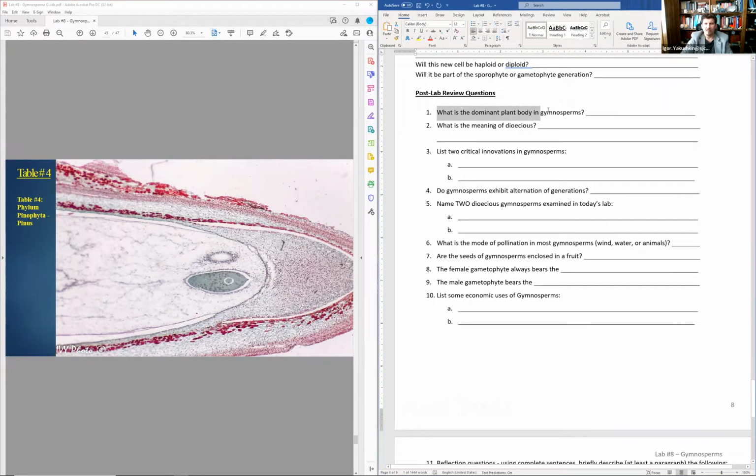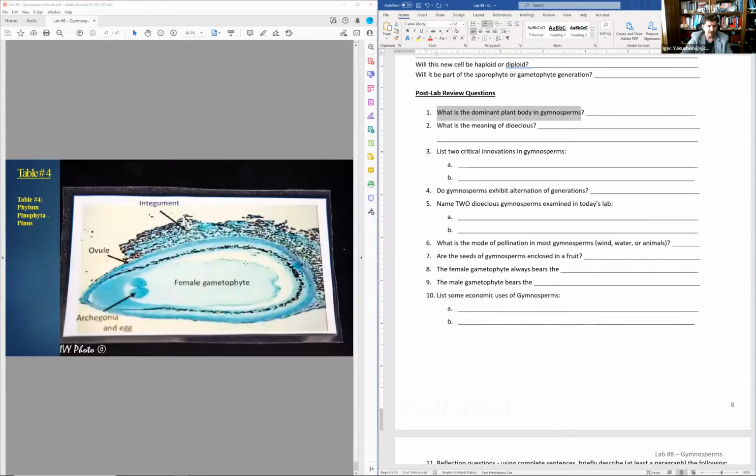What is the dominant plant body in the gymnosperms? That, by the way, is a female gametophyte. The whole thing is ovule, integument, archegonia, and the egg. So what is the dominant plant body in the gymnosperms? Sporophyte, double set of chromosomes, 2N, diploid. What is the meaning of dioecious? Dioecious means we'll have male and female plants.